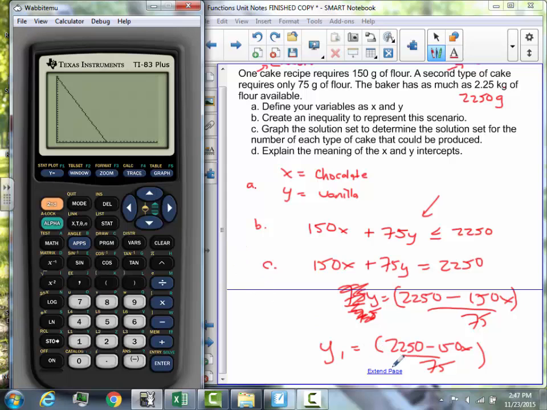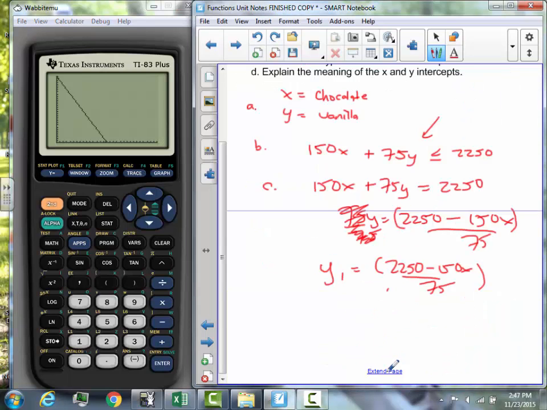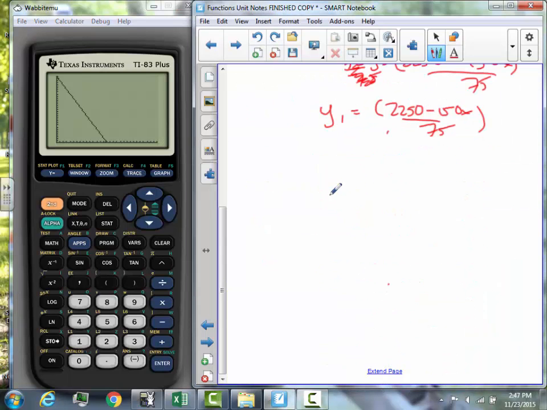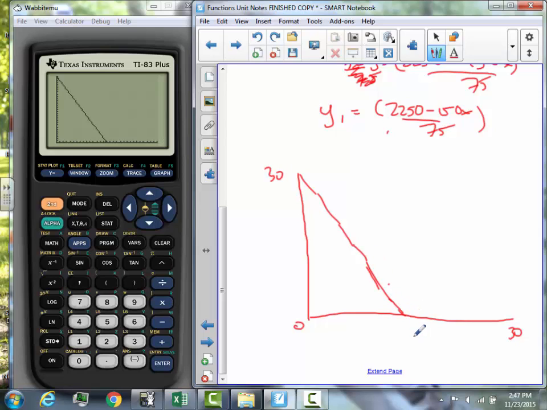Alright, so if I want to graph this thing then, my graph would look something like this. Bit of an axis. This goes from 0 to 30, from 0 to 30. That's a line that looks like this. And on one axis, this is about chocolate, and the other axis is about vanilla.